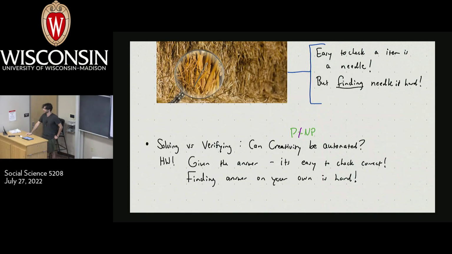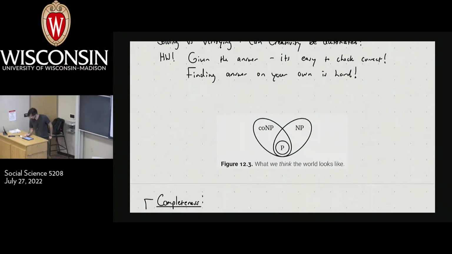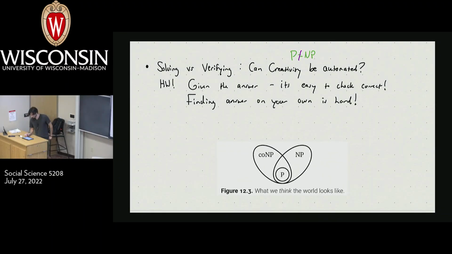Yes? Is there an overlap between the co-NP and the NP problems that is not the P problems, and how are those not P if we can check yes and check no? Yeah, so this area right here that's in the intersection but not P is conjectured to be different. So P is not conjectured to be equal to NP intersect co-NP.